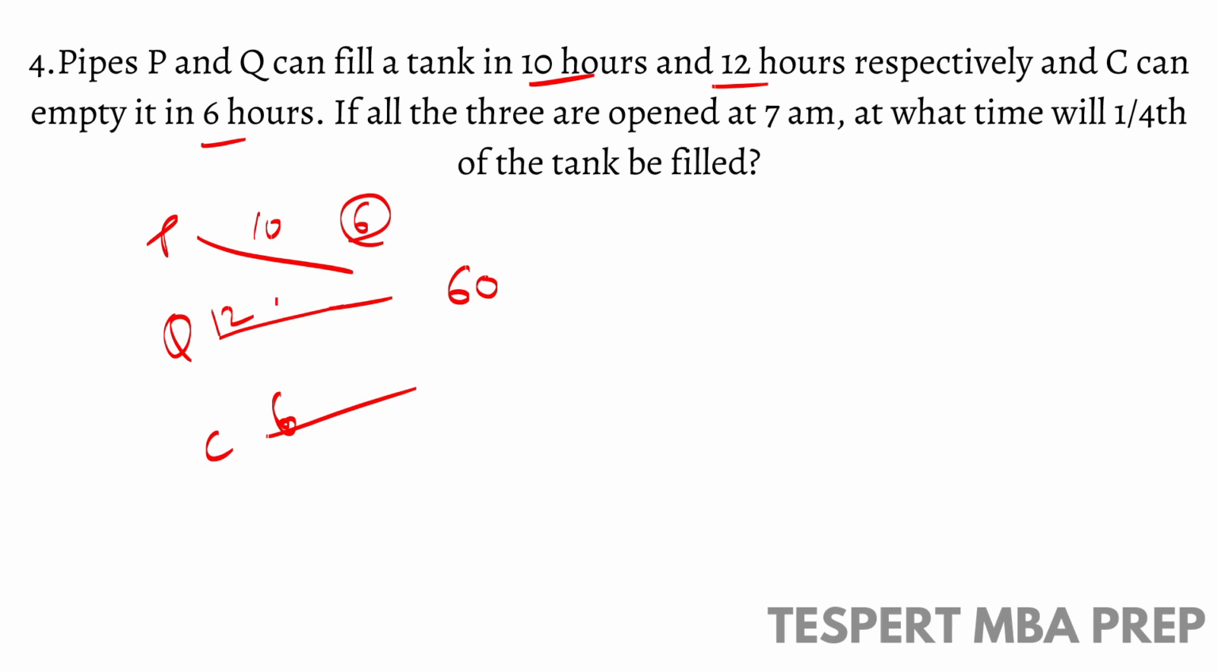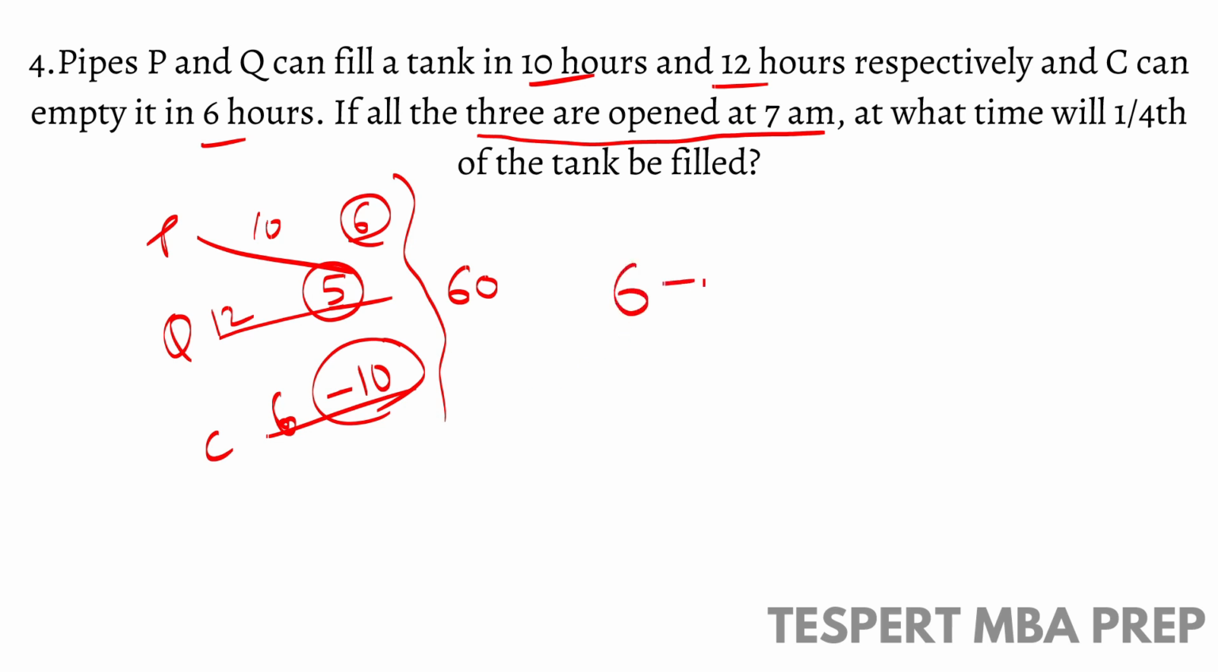And what about Q? Q can fill 5 liters per hour, and C can empty 10 liters per hour. So all three pipes are opened at 7 am. If all these are opened at once, then the resultant will be 6 plus 5 minus 10, that will be 1 liter per hour. So 1 liter will be filled in 1 hour. This will be the resultant one.